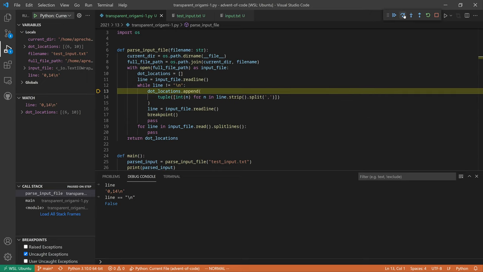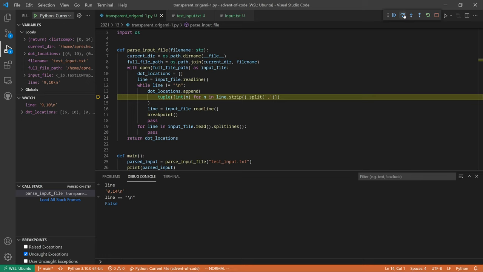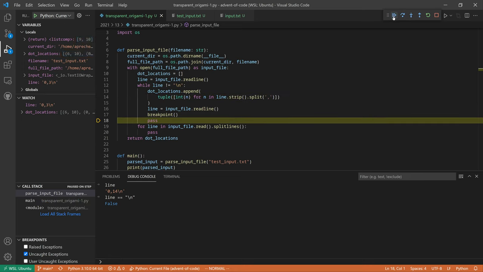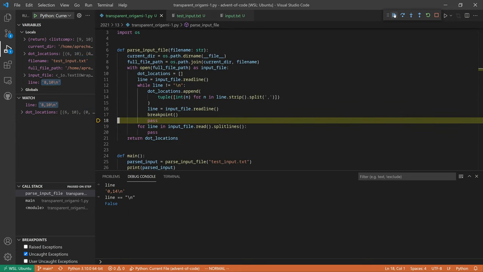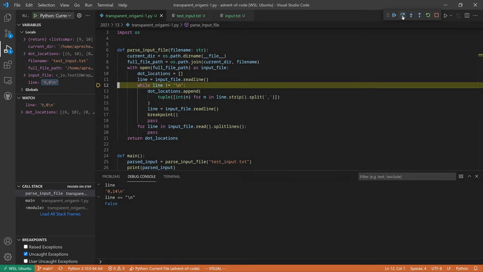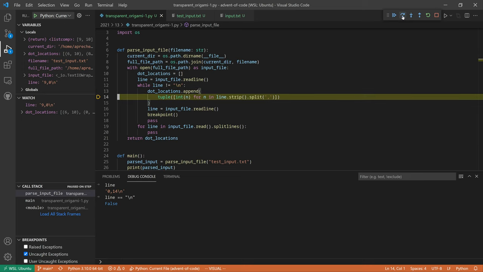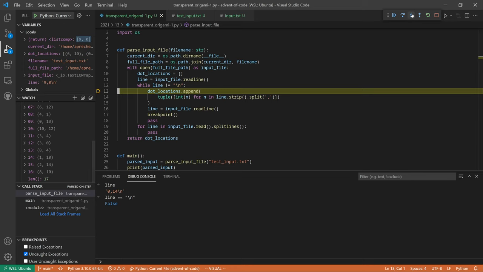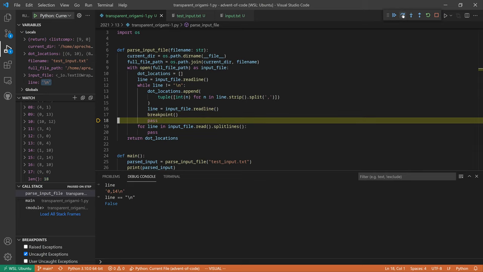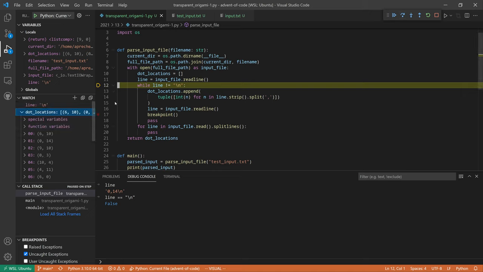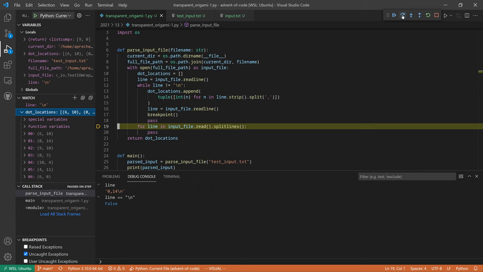Stepping through. Three, zero. We're almost there. 90 is the last one. Great. So we read in 90. We come back to the top. It's not equal to backslash n, so add 90 to the dot locations. That's been done. And now the next line is backslash n. Go around to the top. All right, the line should be equal to backslash n, and it exited. Fantastic.